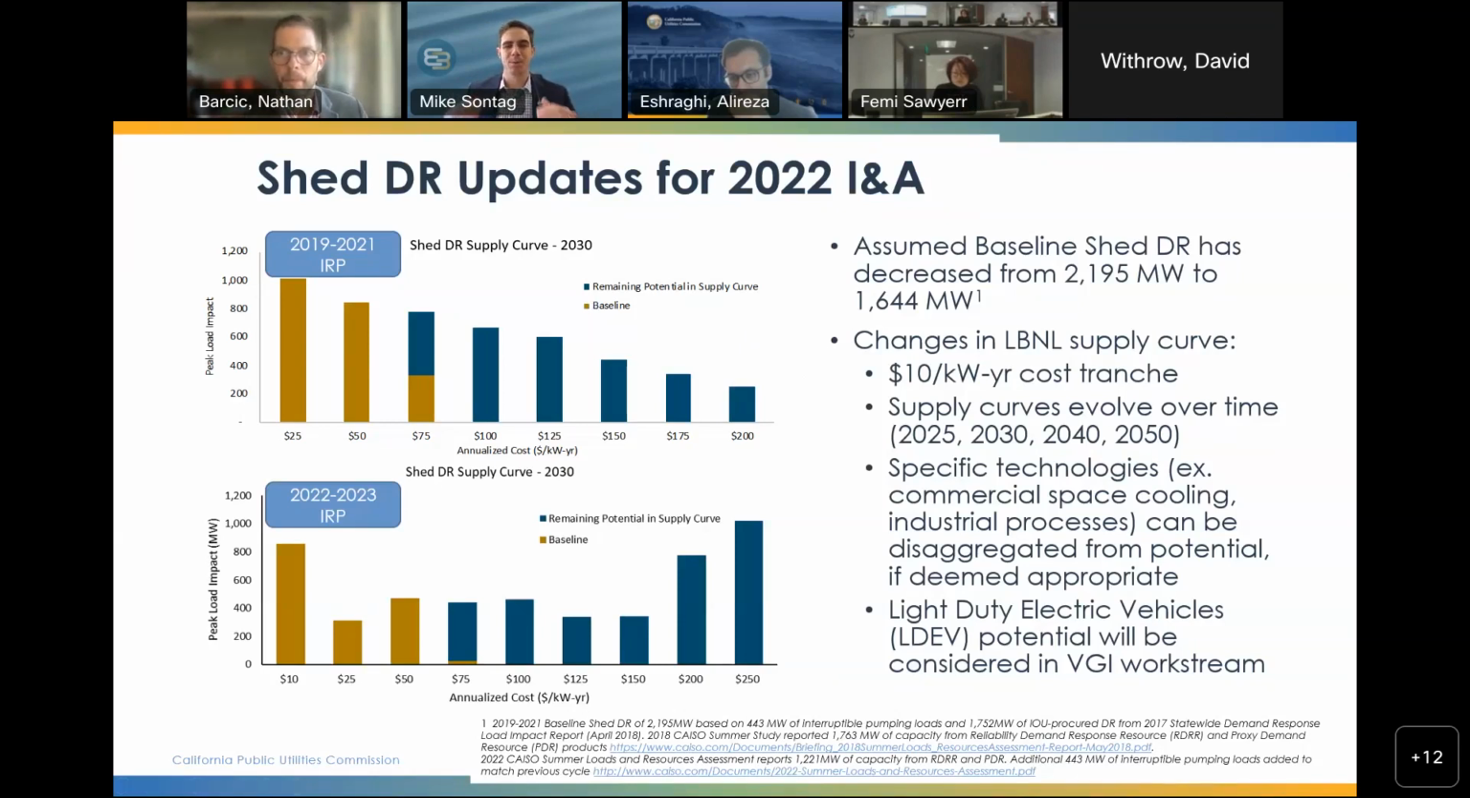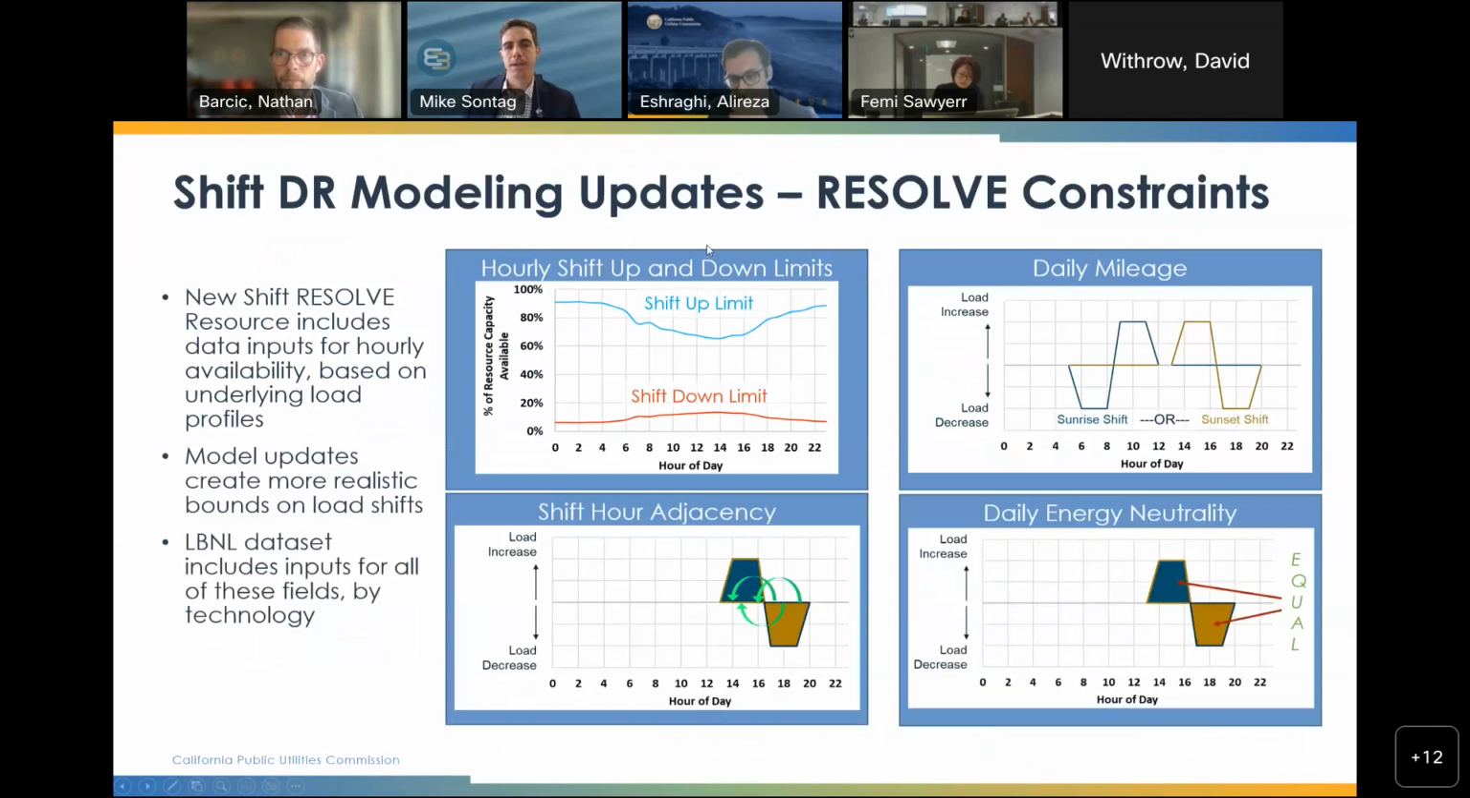It is aggregated up to one resource functionally in Resolve. It's agnostic to how much aggregation or not there is. It doesn't make any meaningful changes if it's more disaggregated in this case. I will note, though, that since we have a separate vehicle grid integration workstream, we removed the light-duty electric vehicle potential from the LBNL data for shed demand response specifically, and we're putting that in the VGI workstream. Go to the next slide. So talking about our modeling updates for shift demand response, a couple of key things in this.